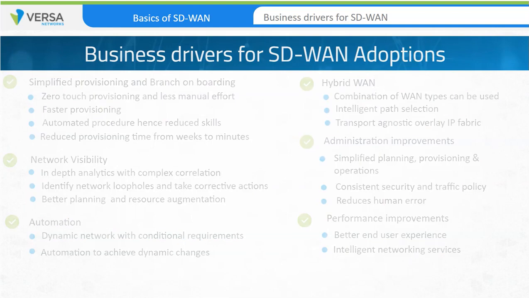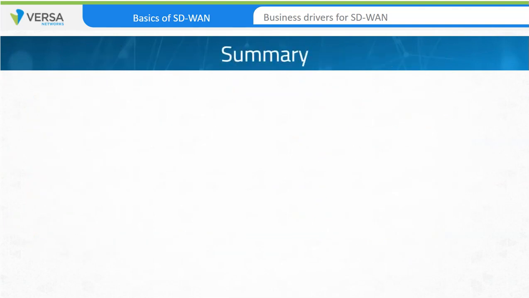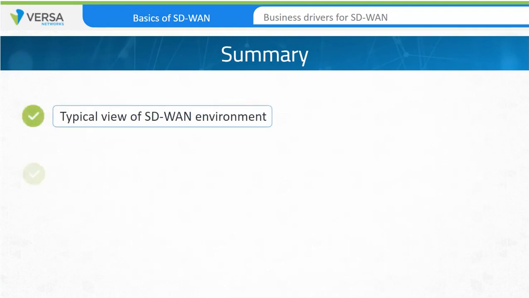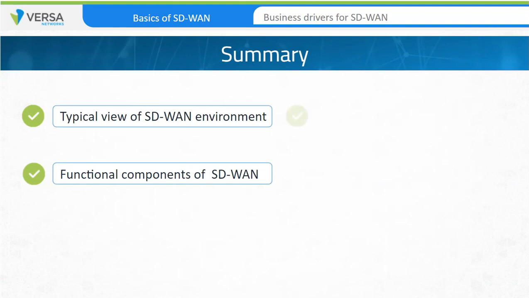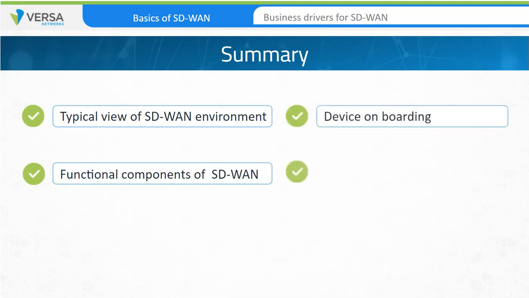This is the end of Session 2 of the Versa Essentials series. In this session, we looked at a typical SD-WAN environment, the main functional components of an SD-WAN, device onboarding, multi-tenancy concepts, and business drivers for SD-WAN.